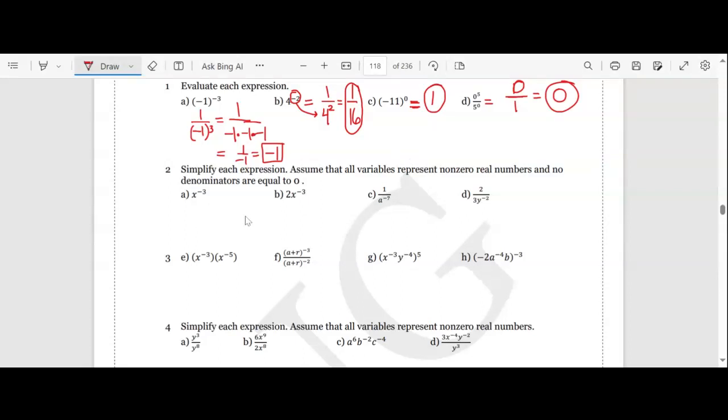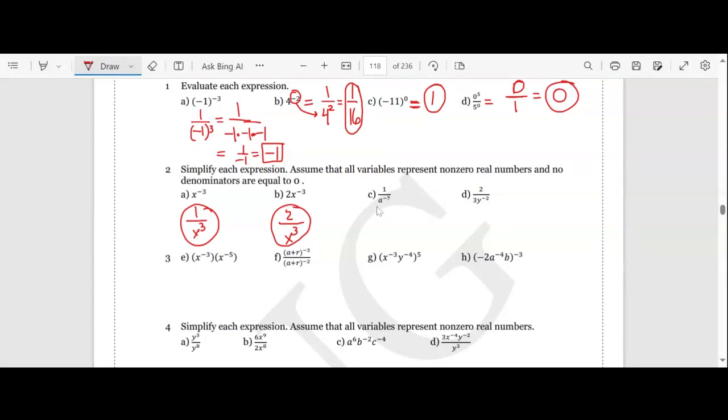Next example, x to the power of negative 3. I have to flip it, right? So it becomes 1 over x to the power of what? 3. Next one, I have 2 times x to the power of negative 3. So you have the 2 on the top and x on the bottom.